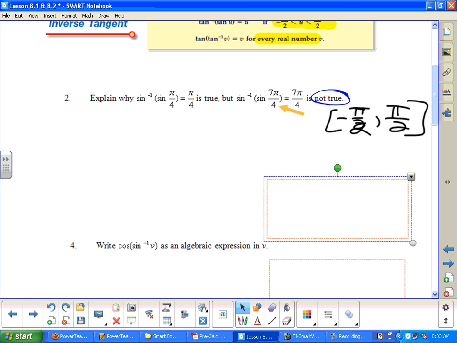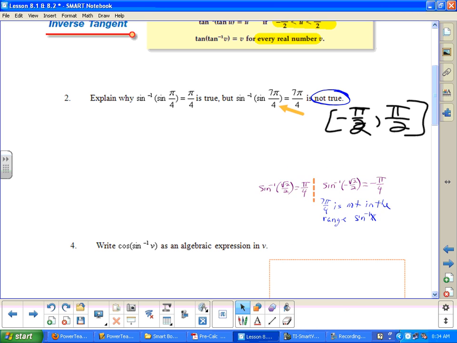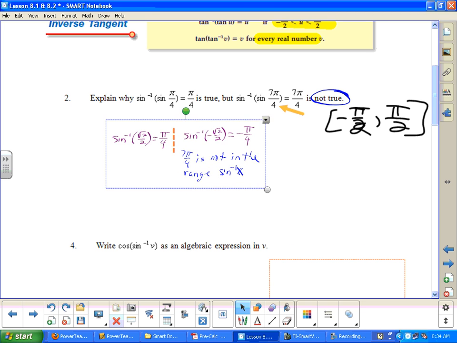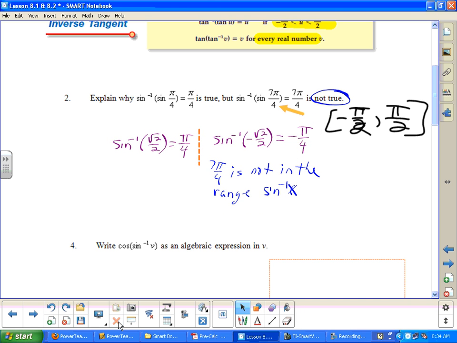So if I actually look at the problem, okay, and here's what happens. If I do the inverse sine, the sine of pi over 4 is equal to square root of 2 over 2, right? Sine of pi over 4 equals square root of 2 over 2. So if I do the inverse sine of square root of 2 over 2, we get pi over 4.